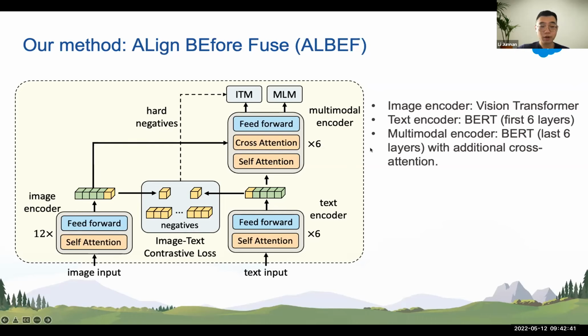And then we have this multimodal encoder, which will take into account the information from the image using cross-attention layers. For this, we basically take the last 6 layers of the BERT pre-trained model, and we add this cross-attention as an additional module to incorporate the image information.